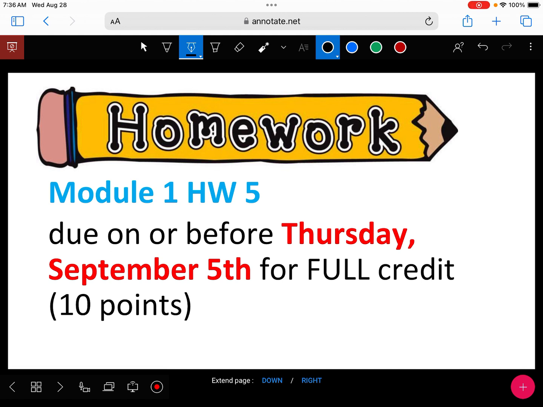The reason why I extended it out so long is because we're not going to talk about graphing yet. We're going to talk about graphing probably when we come back from Labor Day. Okay, so what you can do for that entire assignment is you can complete the square and then don't worry about the graphing part just yet.